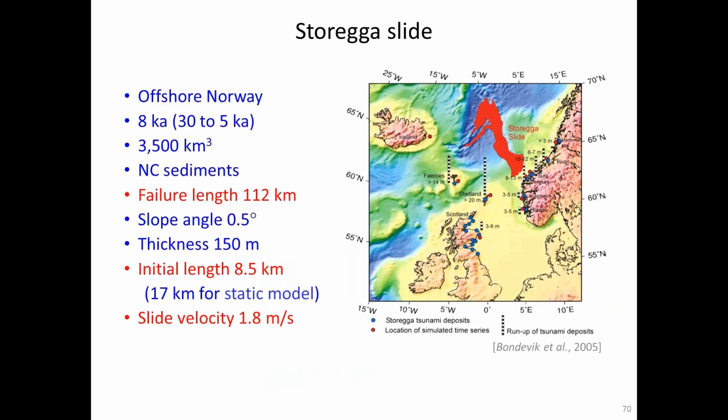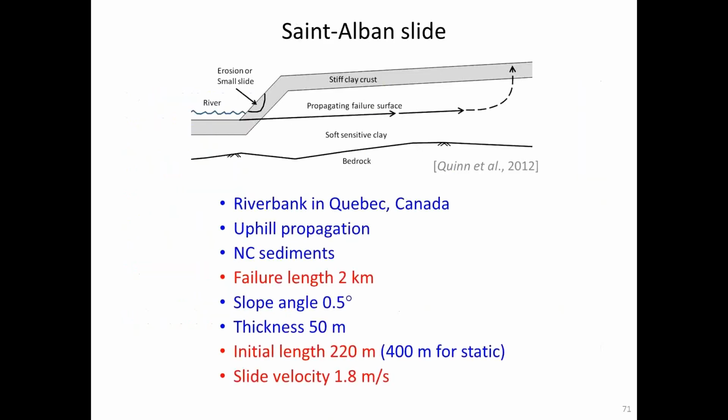And there's another example here, the pretty notorious Storegga slide, which is one of the most famous underwater slides. It's offshore Norway, and it happened a fairly long time ago. Actually, people believe that the Storegga landslide did not happen at once. It happened in many different events. But assuming this entire Storegga slide happened at the same time, we can actually model this one as well. A failure length of 112 kilometers can be achieved with an initial length of only 8.5 kilometers. So only 8.5 kilometers of the initial weak zone creates the failure length of 112 kilometers, and the slide velocity is a little less than 2 meters per second.